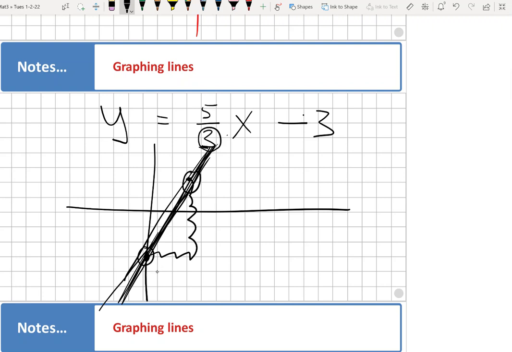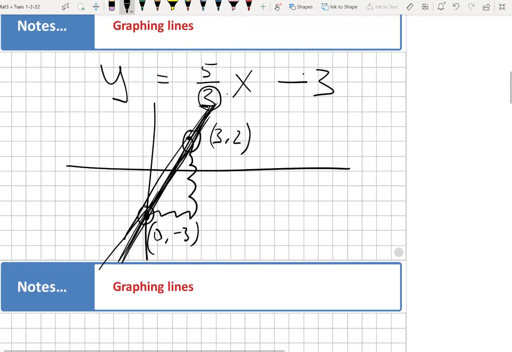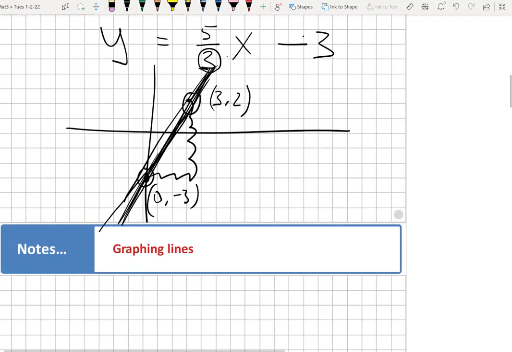You would have your 0, minus 3, and here you'd have to work out what you've done from there. You've jumped forward 3 and up 5, so this would be 3, 2. So there's another little exercise to calculate that coordinate. And then you've got your graph of your line. So that's your second graph, where you start off with slope-intercept form.